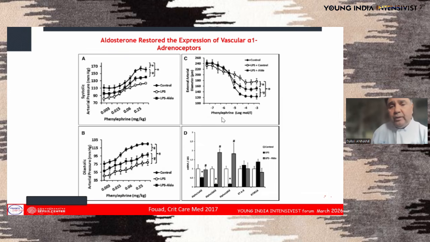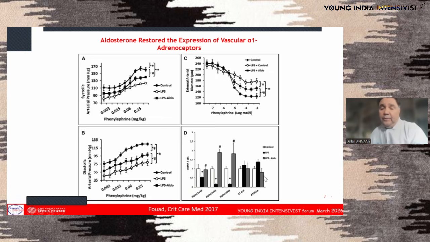And now we took the aortic rings and the mesenteric artery rings, and we looked at the contractility of these arterial rings. So again, the control contractility here is the normal condition. When the animals have received endotoxin, there is major vasodilation, a reduction in the capability to contract in response to phenylephrine, and aldosterone is partly reversing this.